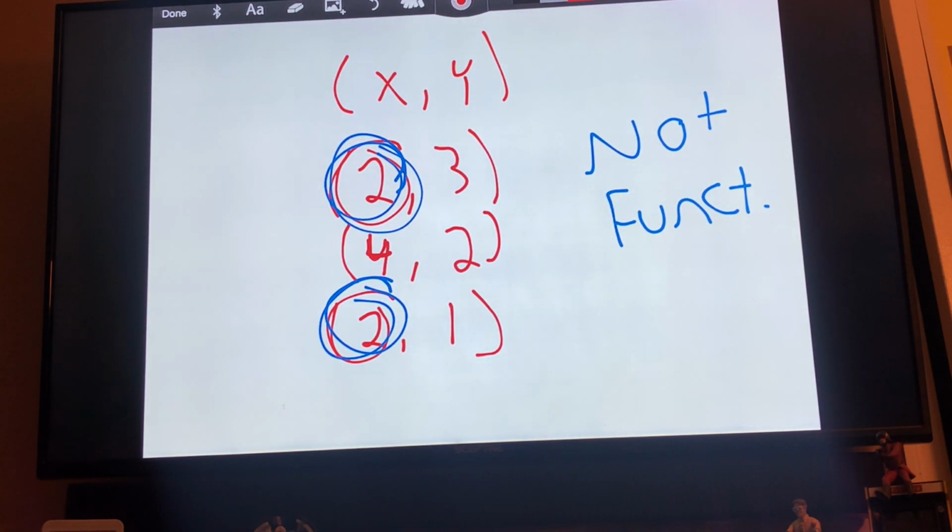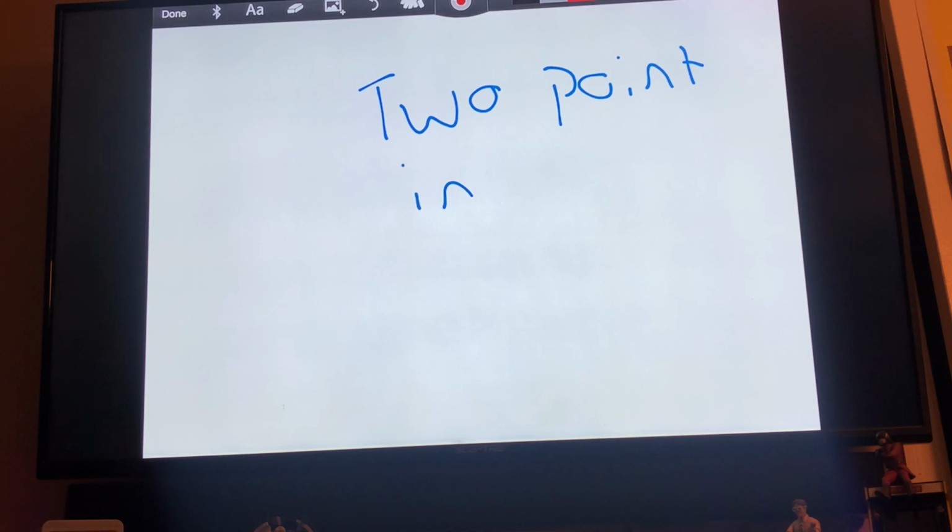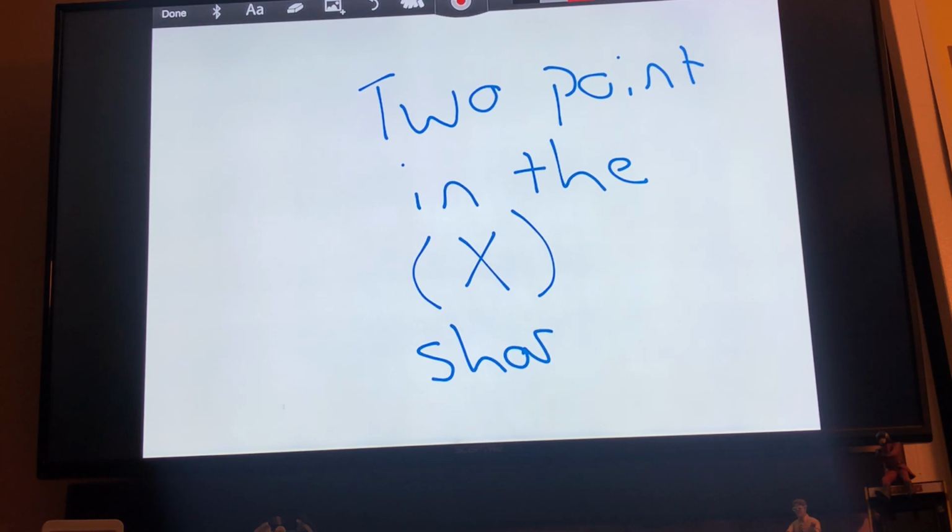What about B? No, because 2 points have positive 3. Alright? So on B, 2 points in the x share 3. So no, it would not be. The first one would be because no points are the same. So be mindful of looking at your x coordinates first, okay?